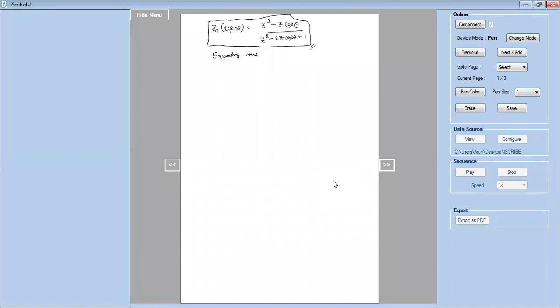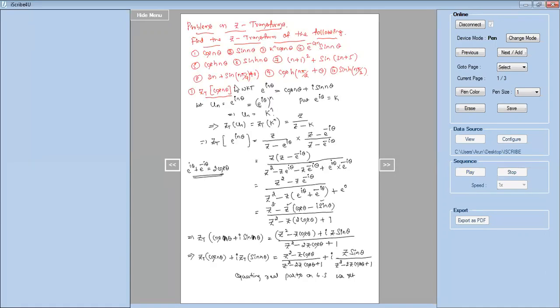I'll write equating the imaginary parts on both sides, we get the second one, that is the z transformation of sin n theta. The formula for this one is, the imaginary part, it is z into sin theta divided by the denominator, z square minus 2z cos theta plus 1 here, and this is the z transformation of sin n theta, which is required for the second problem here. See, the second problem is the z transform of sin n theta, that we have written. So this is what I told.